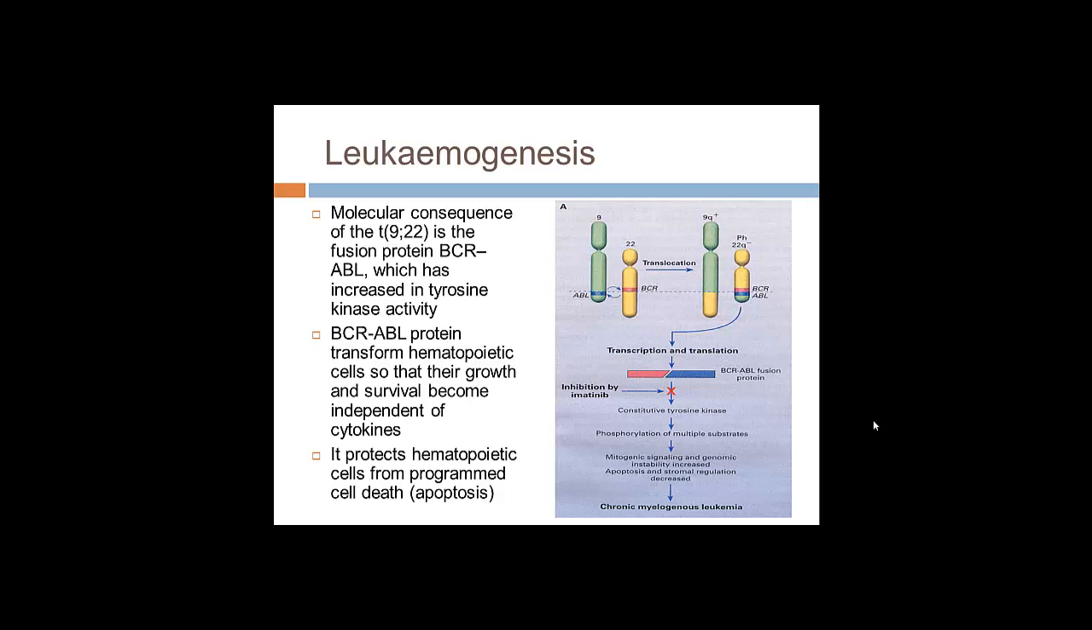The molecular consequence of the translocation of chromosomes 9 and 22 is the fusion protein BCR-ABL, which has increased tyrosine kinase activity. The BCR-ABL protein transforms hematopoietic cells so that their growth and survival become independent of cytokines. It protects hematopoietic cells from programmed cell death.